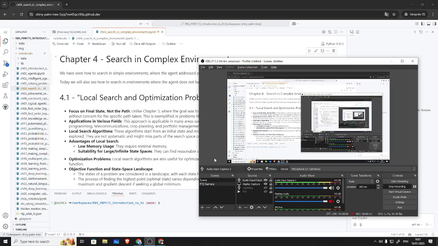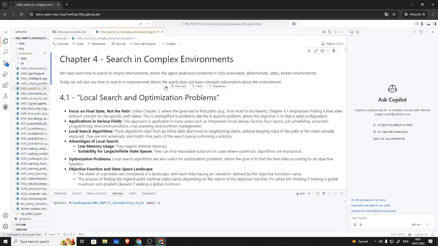So welcome to our fourth lecture on AI. In our previous lecture, we looked at search in simple environments. Simple defined as we know where we are, we have very set rules, we have a fully observable state.